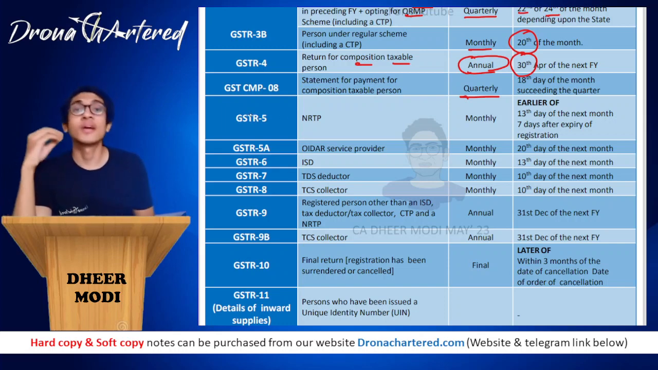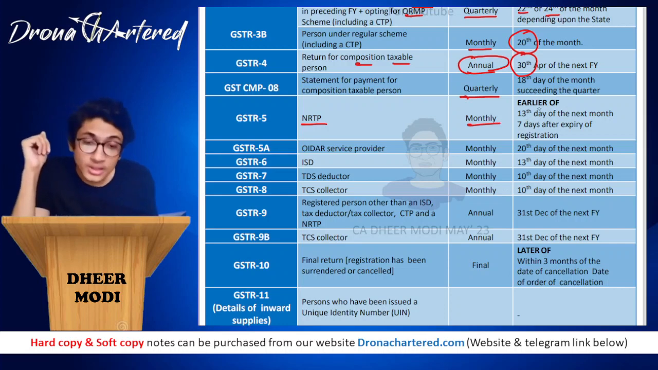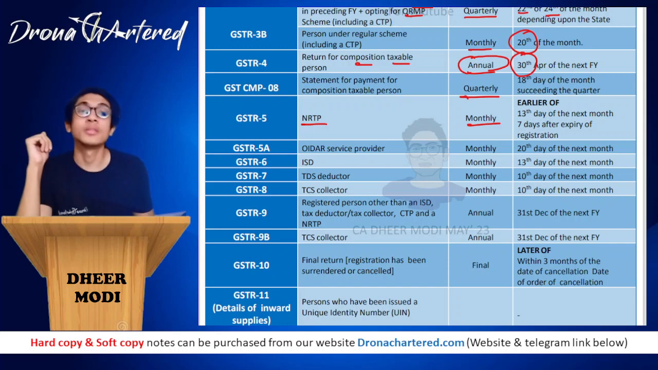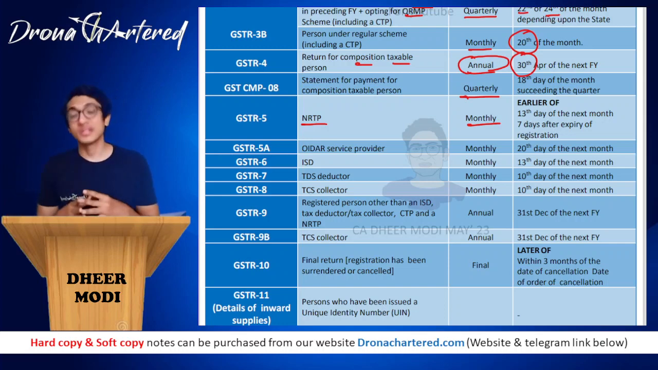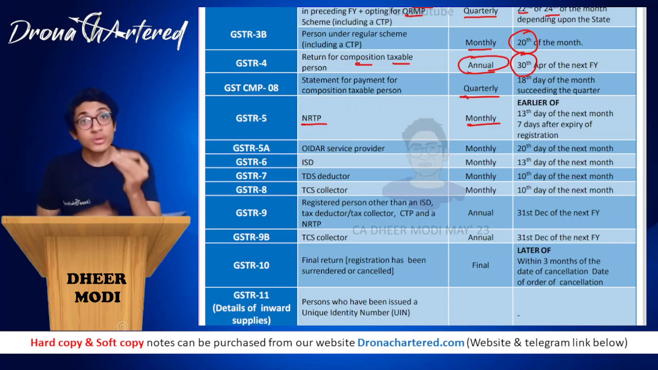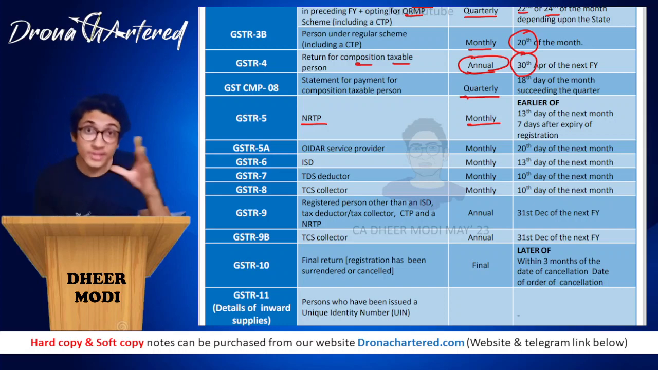Next is your GSTR 5. Remember, your GSTR 5 is for your non-resident taxable person, that is your NRTP. This return is monthly and the due date will be the earlier of the 13th day of the next month, or 7 days after expiry of registration. That means since they are allotted a registration for some particular period of time, if the registration gets over and 7 days have lapsed, that will be the due date.